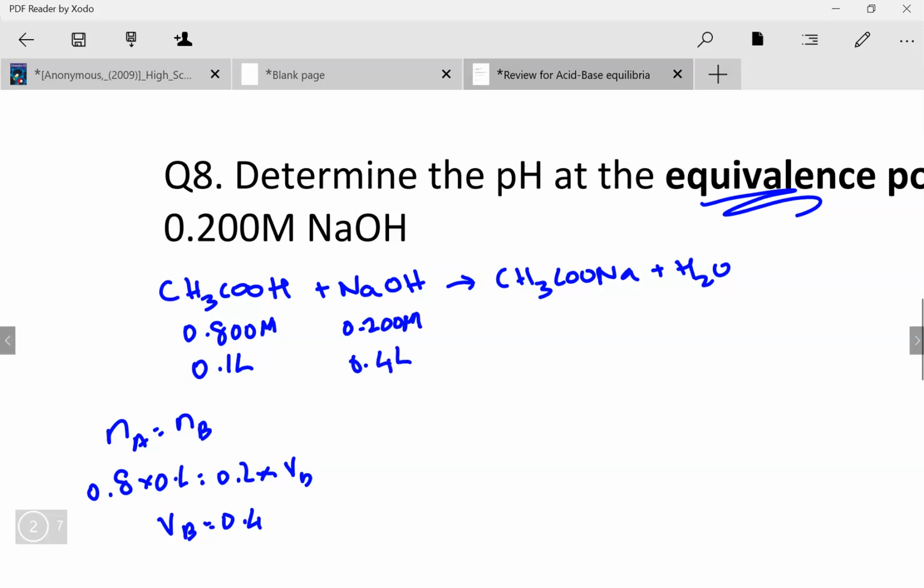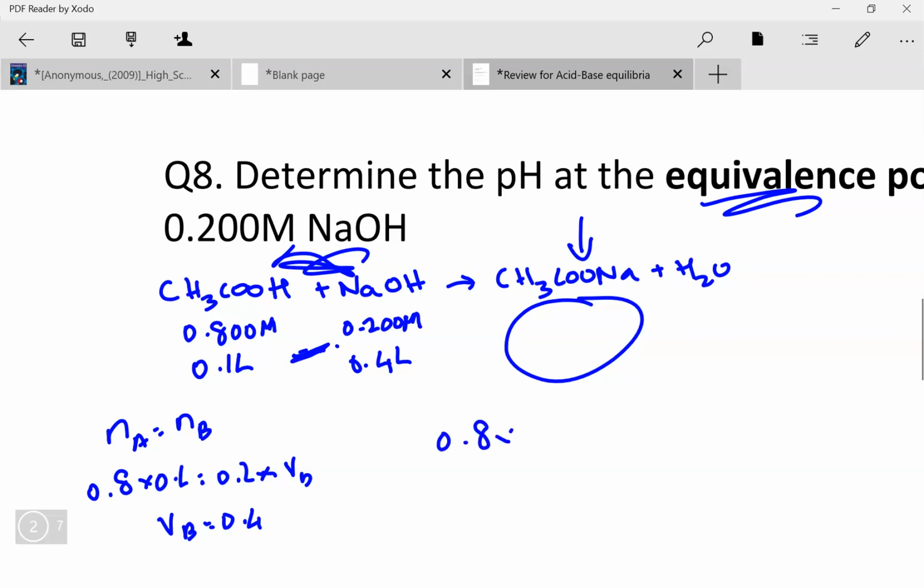Okay, and then again, I want to find the concentration of my salt, because that's what's going to contribute to my pH, because these guys completely cancel each other out. So my concentration of salt is going to be the number of moles of either one, because both of them are the limiting reagent. They both exactly cancel each other out. So I'm going to do 0.8 times 0.1 for the number of moles. You can do 0.2 times 0.4, and as you'll see, you should get the same answer.